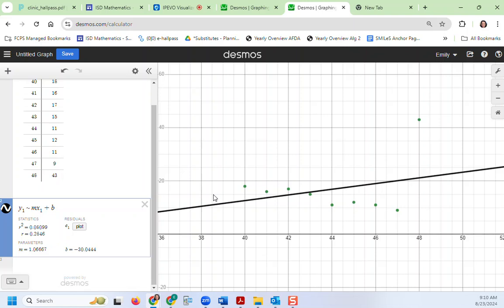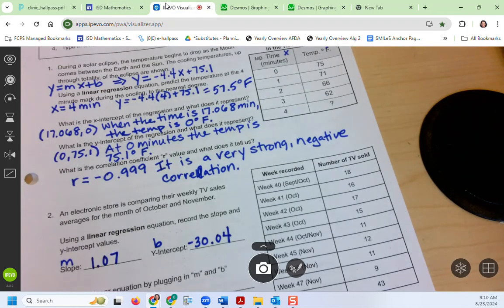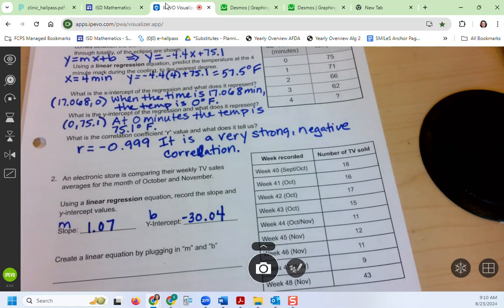All right, and I'm just going to round to 2 decimal places. So my m is going to be 1.07. And my b is negative 30.04. What questions do you have about how I rounded that? Let me go back so I can show you. Any questions? I didn't give you directions about what decimal place to round at, so it's okay if you chose another one.